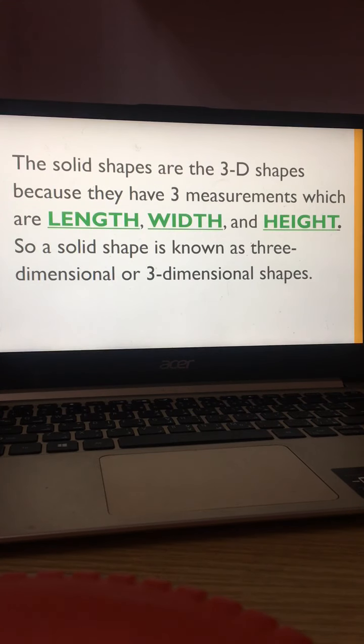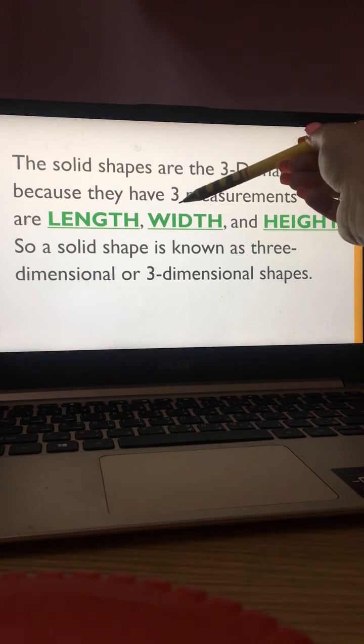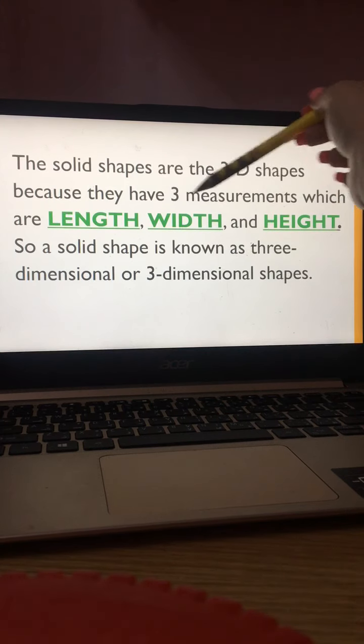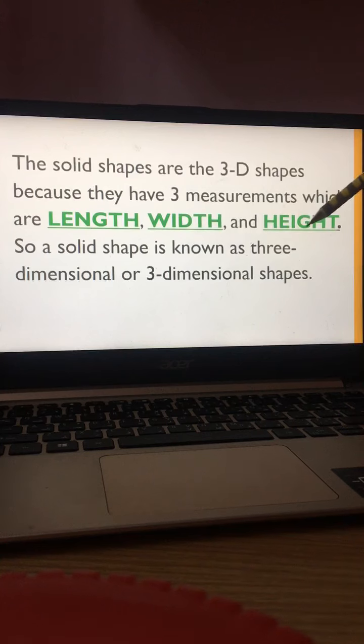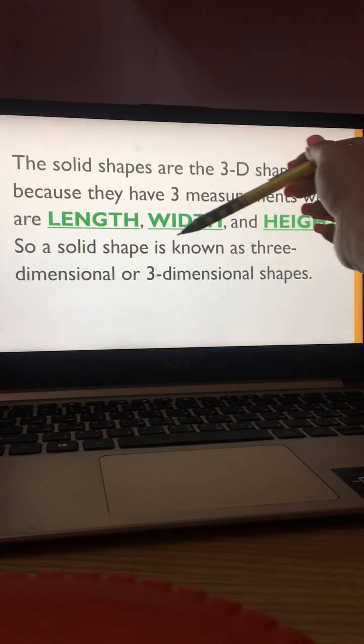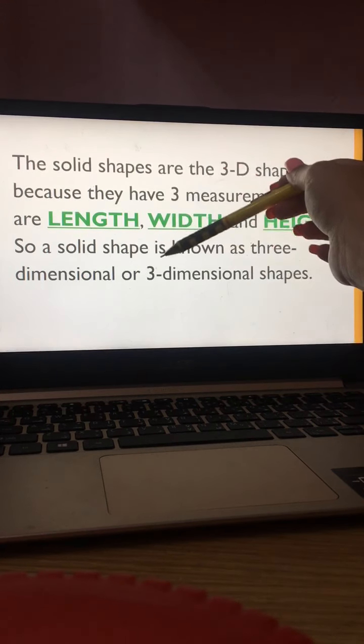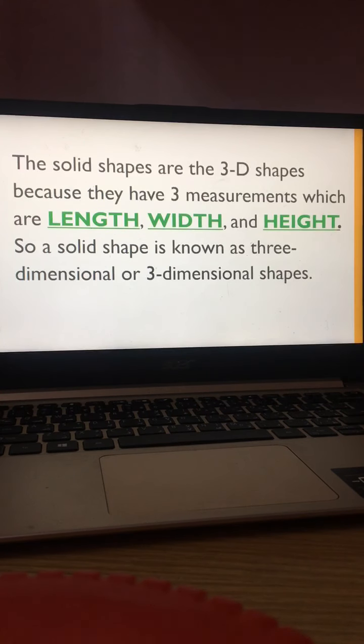Let's move on and talk about the solid shapes. What are the solid shapes? Solid shapes are the 3D shapes because they have three measurements, which are length, width, and height. Again, length, width, and height. So a solid shape is known as a three-dimensional shape.